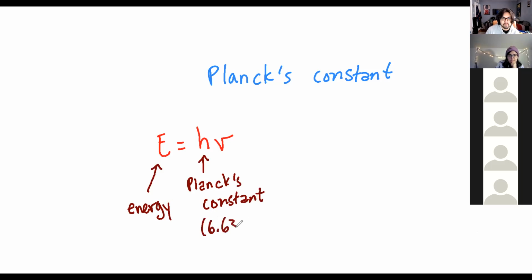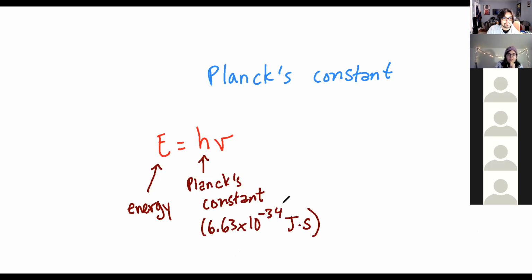6.63 times 10 to the negative 34. What are the units for this? Joules times seconds, I think, is what it is. Yes. Okay, now this is a negative exponent on the 10, right? So is this a really big number or a really small number? Really small number. Yeah, it's a really, really small number.